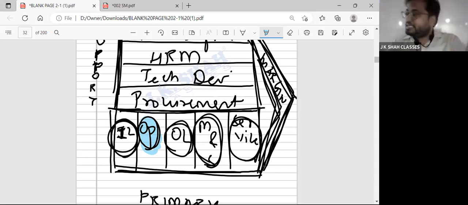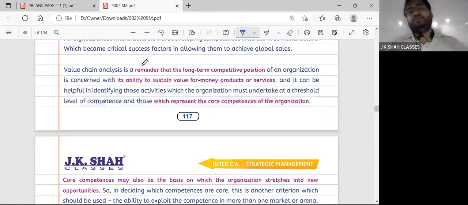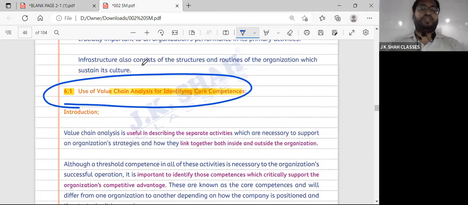For other things, I will outsource or I will maintain bare minimum, but I will always focus on activities in which I am good at. I will try to make it my best activity. Well understood this. This is your concept of use of value chain analysis.